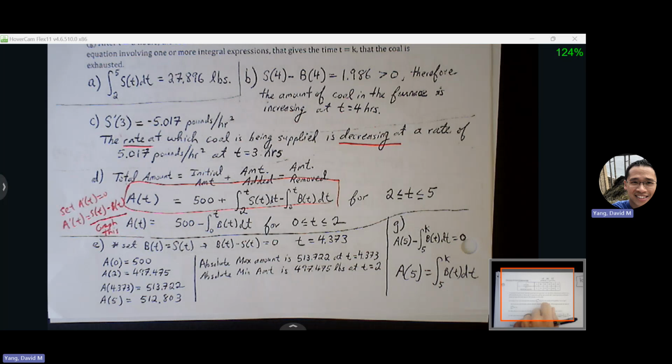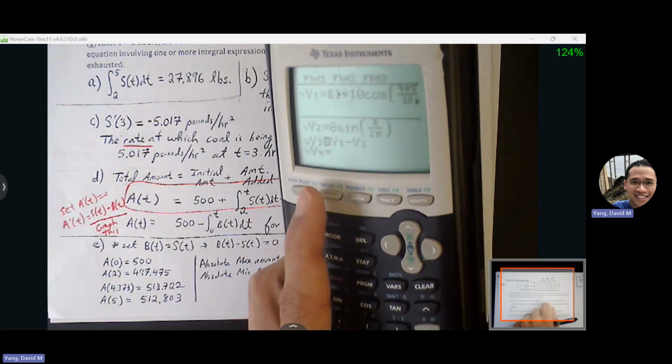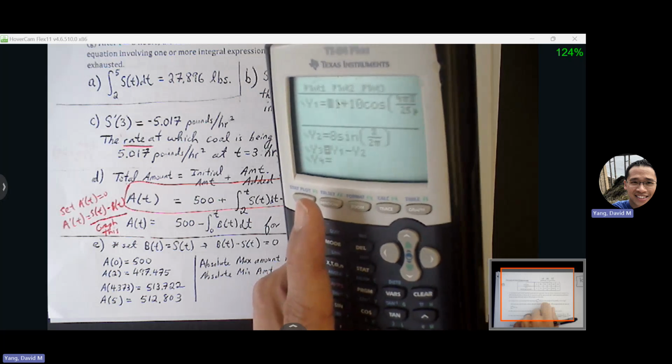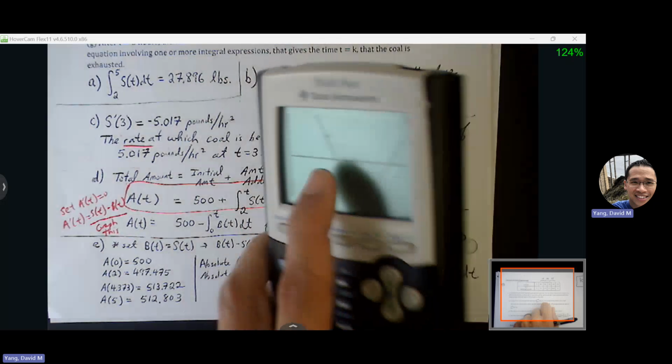So critical points is saying A prime equals 0. So A prime is just going to be S of t minus B of t, because that's going to strip away the interval. And then I'm just basically going to graph S of t minus B of t and look for the x-intercept. So I graphed them in the calculator. I entered y1 as my S of t, y2 as my B of t, and then under y3, I did y1 minus y2, and I unhighlighted the equal sign for 1 and 2. I graphed it, looked for the x-intercept, and I got 4.3.